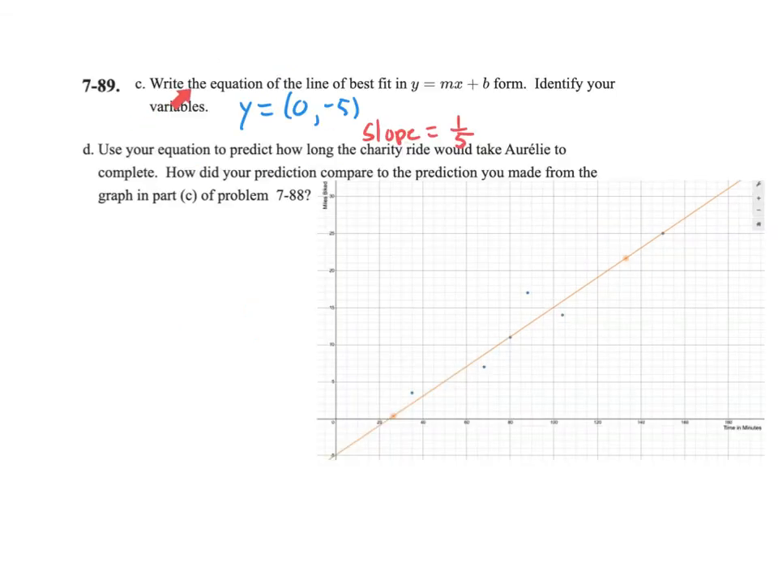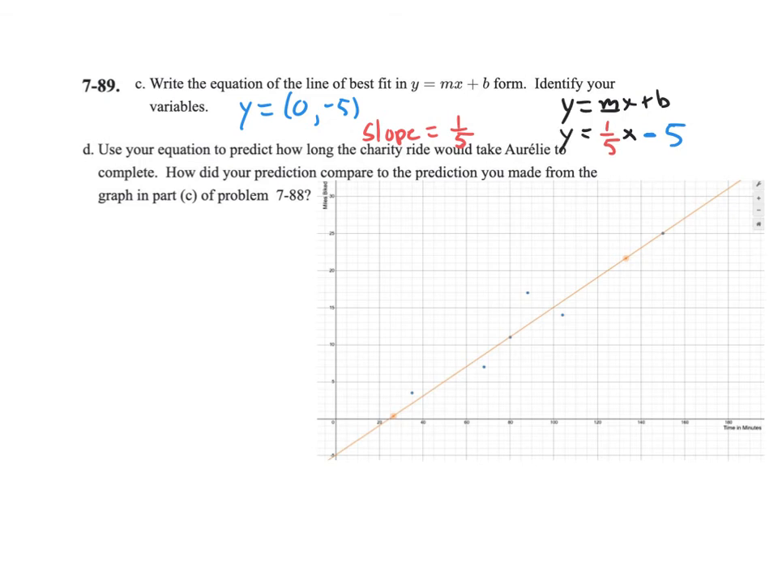Part C says write the equation of the line of best fit in y = mx + b form. Identify your variables. So for writing an equation, y = mx + b, where m is my slope, I'm going to plug in the 1/5 that I found from before. And b is my y-intercept, which is at -5. You could write this as plus a -5, but I am just lazy and don't want to write the plus a negative when I can just write the minus sign.